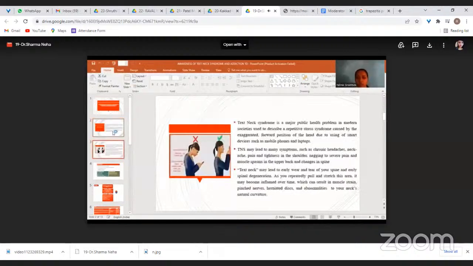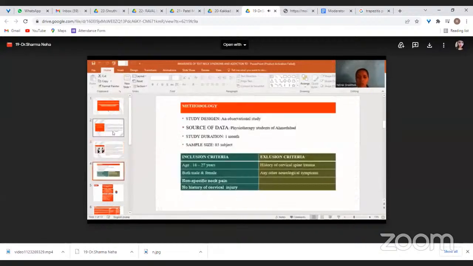Text-neck syndrome is a major public health problem in modern society, used to describe a repetitive stress syndrome caused by exaggerated forward positions such as with mobile phones and laptops. It may lead to symptoms such as chronic headache, neck pain, tightness in the shoulder, nagging to severe pain, and muscle spasm in the upper back and changes in the spine. It may lead to early wear and tear of your spine and early spinal degeneration. As you repeatedly pull and stress this area, it may become inflamed over time, which can result in muscle strain, pinched nerve, herniated disc, and abnormalities to your neck's natural curvature.